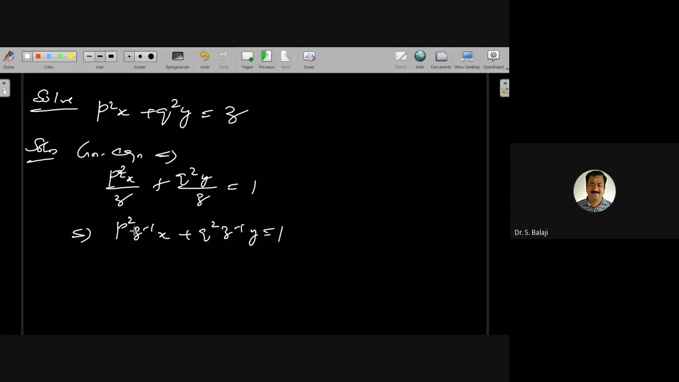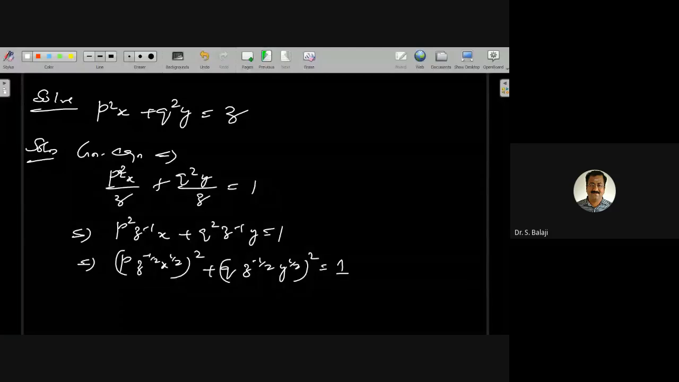But we require x to get power, y to get power, z to get power, and p power 1 only. Therefore, in that case you would write p z power minus 1 by 2, x power 1 by 2, whole square. Similarly, q z power minus 1 by 2, y power 1 by 2, whole square, that is equal to 1. In that manner you can write this.